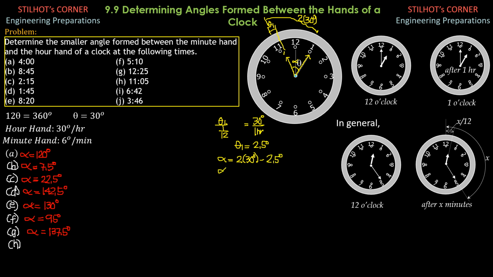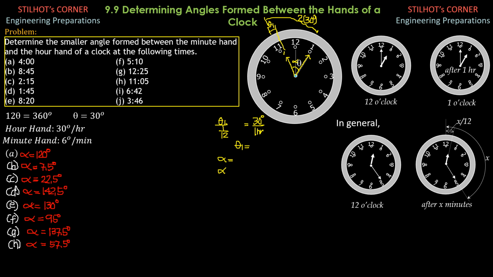And that is equal to 60 minus 2.5, which is 57.5 degrees. So the answer to H is 57.5 degrees. Then I, 6:42. So I'll again erase this solution.